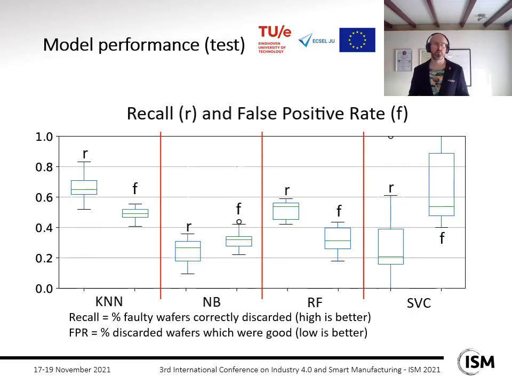Here we see the model performance in the 10 test sets in the form of recall and false positive rates. Now the recall, also called the sensitivity, evaluates how many of the faulty wafers are correctly rejected by the model and we could correctly discard. The false positive rate is the amount of discarded wafers which were actually good. So of those wafers that we would discard based on these prediction models, how many of those are actually good wafers? And those lead to missed revenue, and the recall leads to the benefits because we save on resources.